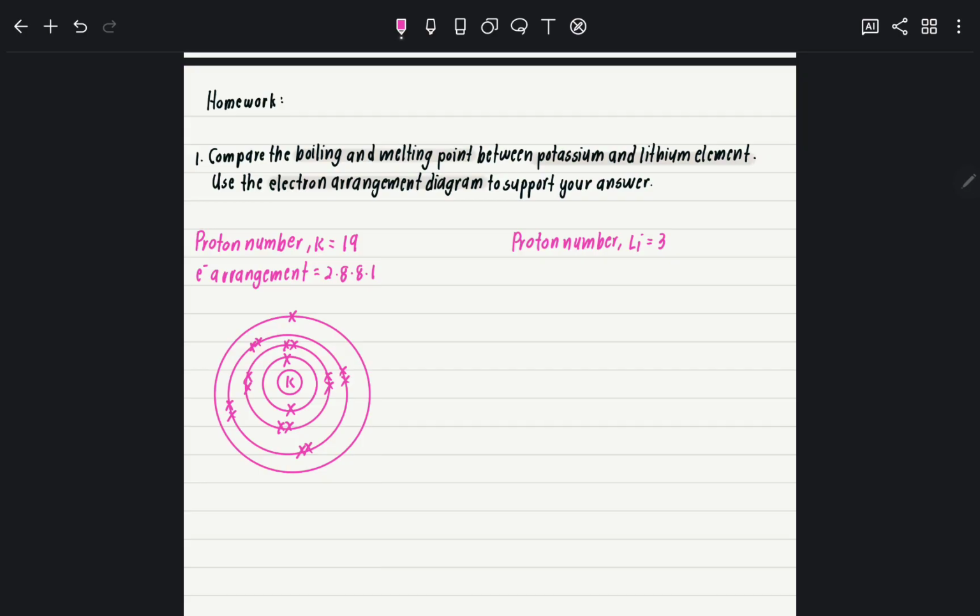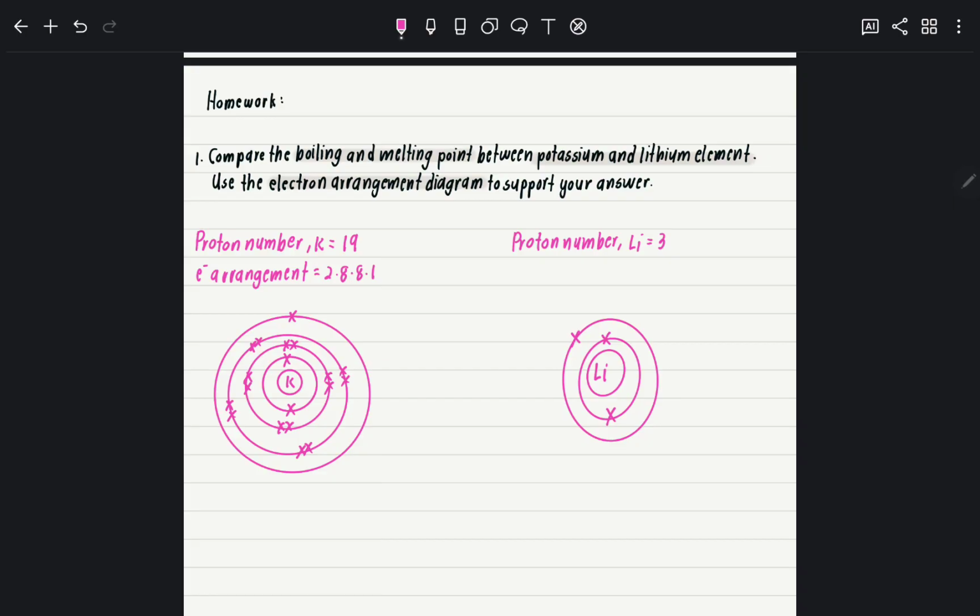Now draw for lithium. Your first shell can take a maximum of 2 only, and the other shell can take 1, because there are only 3 electrons: 1, 2 and 1. See the balance electron. The final shell also has 1, this one is also 1 only. That is why it is in group 1.